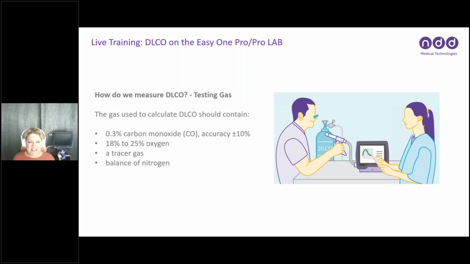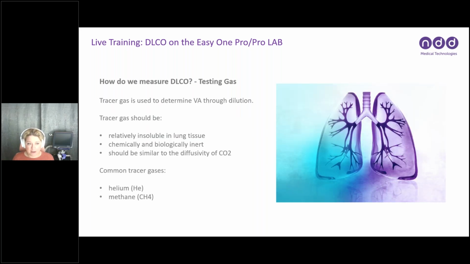All right, so the testing gas. There are several different options out there depending on the device you use, but all of them have kind of the same skeleton, the same layout. It should contain around 0.3% carbon monoxide, 18 to 25% oxygen, a tracer gas, and then balancing the mixture with nitrogen.